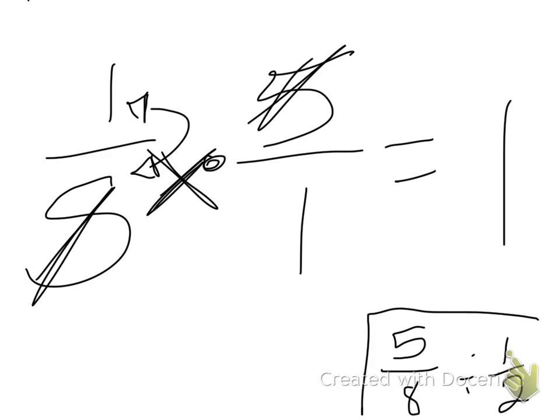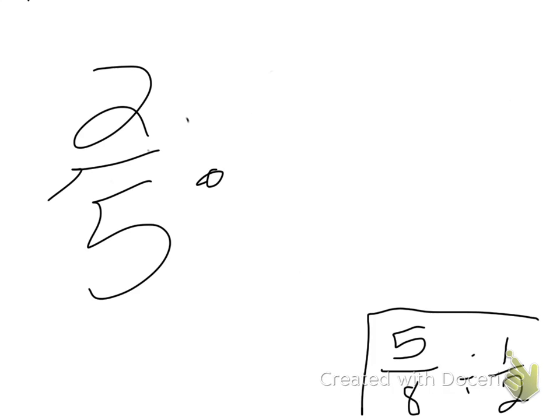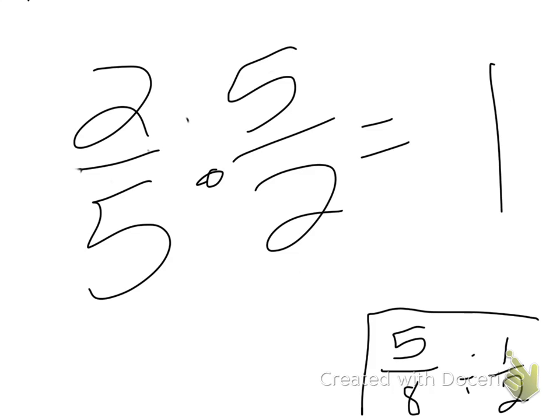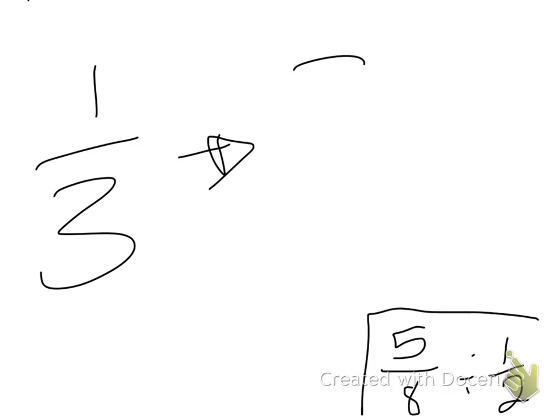So let's take a look at another one here. If we were taking a look at, let's say, 2/5. 2/5 times what would equal 1? Well, we could flip it over and we would get 5/2. And then look, you cross out your 5's, cross out your 2's, and you would get 1. So any fraction's reciprocal is just flipped over. So for example, 1/3, its reciprocal is going to be 3, because we would flip it over and it would be 3/1, which is just 3.